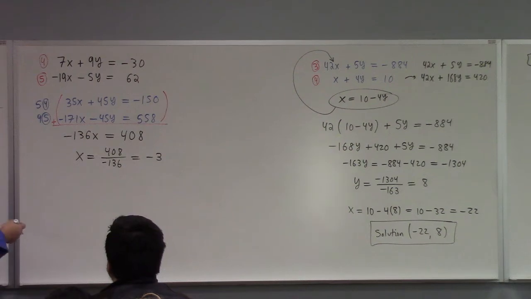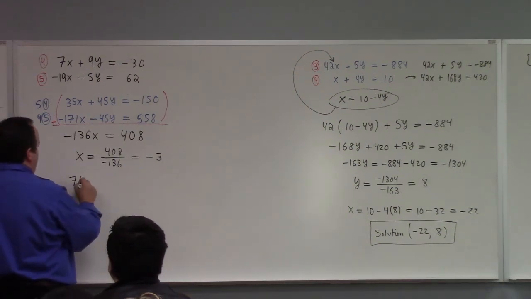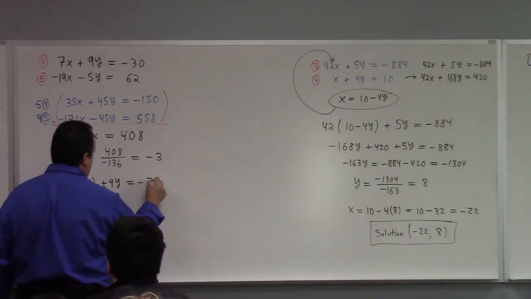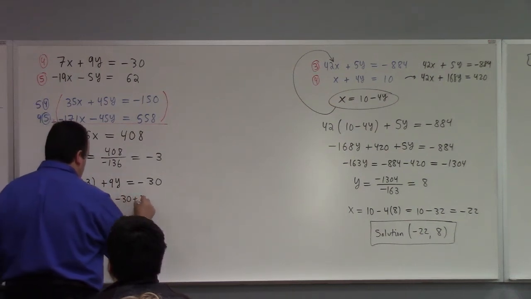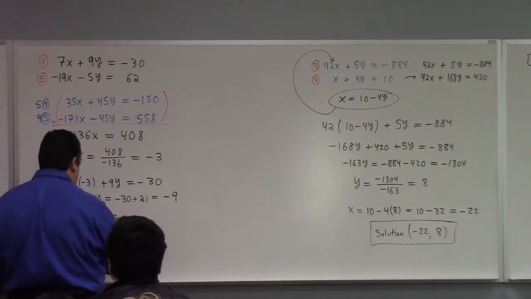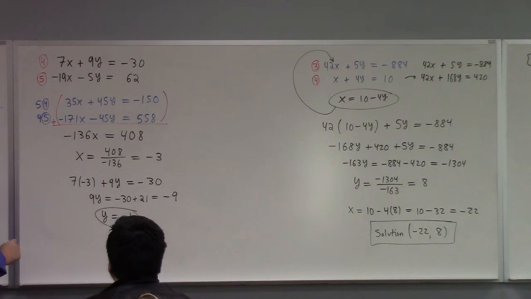Either use 4 or 5. I'll use 4. So I've got 7 times minus 3 plus 9 times what I don't know, y, equals minus 30, which gives me 9y is minus 30 plus 21, also known as minus 9, which tells me y equals minus 1. And then pick your poison. Any of the first 3 equations, you go back and plug in what you got.